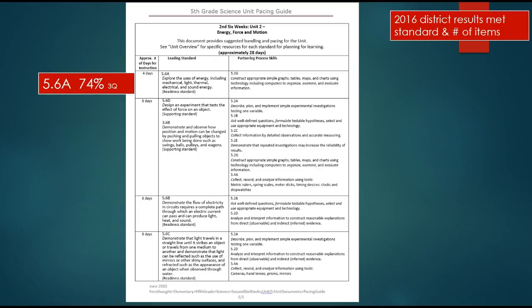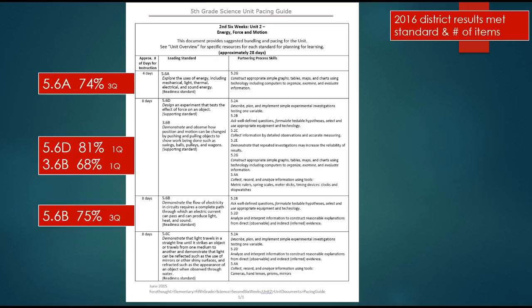As we move into designing an experiment that tests force on an object, we had one question and our students performed at 81%. And then we also had one question that was aligned to 3.6b, and we scored 68% on that one. For demonstrating the flow of electricity in circuits, we had 3 questions on STAR, and the score was 75. And for properties of light, there were 2 questions and a score of 71.